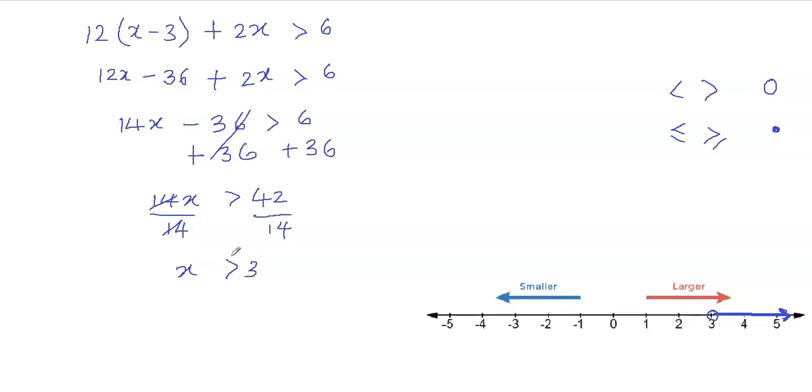So in case you have x is greater than or equal to 3, if you have this symbol greater than or equal to 3, then you're going to make a closed circle on the number 3 because that indicates that x is also equal to 3 and x is greater than 3. So I hope you feel comfortable in solving and graphing inequalities now.